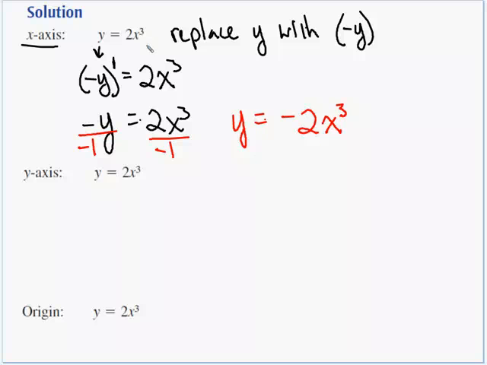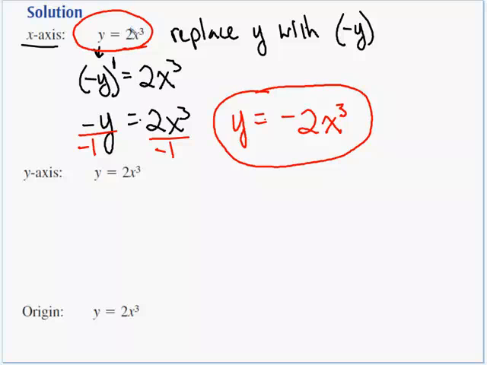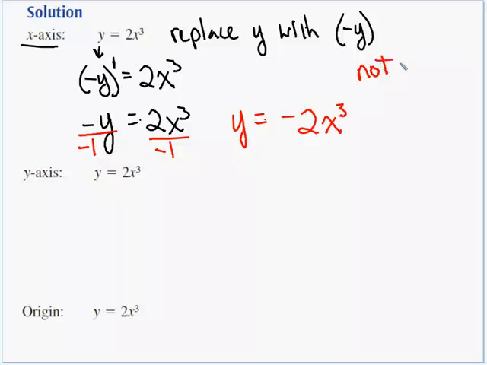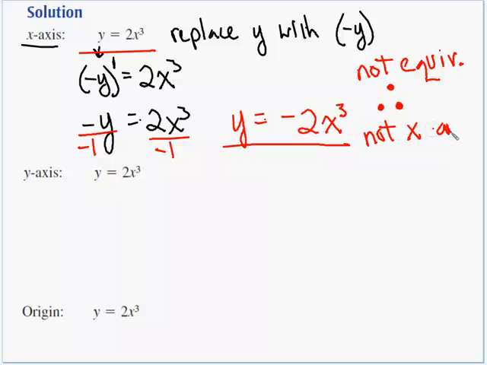So the question is, is our original equation equivalent to this one? Well, up here is y equals 2x cubed, and we found y equals negative 2x cubed. Well, those are not equivalent. So not equivalent, I'm going to abbreviate. If you move on to some higher level college math classes, you might see these 3 dots in the shape of a little triangle. That's math shorthand for therefore. We found our equations were not equivalent, therefore not x-axis symmetric. And I'm going to abbreviate symmetric, S-Y-M-M.